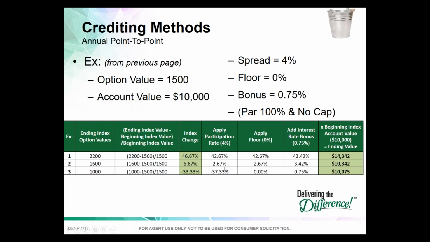But again, this should say spread rate, not par rate here. So I've got to change that next time we do this. This should say apply spread rate. So the 37% would be the negative. The floor essentially then comes into play, and that's 0%. So we credit 0, or if they're in the interest rate bonus period, we're going to credit that as well, 0.75.